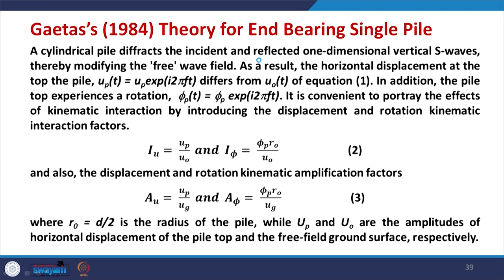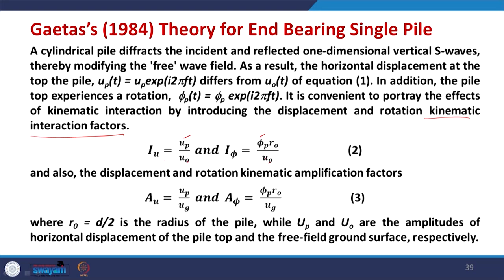This translation and rotation have the amplitudes U_p and phi_p, and both amplitudes are presented in dimensionless factors, which are called interaction factors. So, these are called kinematic interaction factors. Equation 2 gives you two kinematic interaction factors, one for displacement and another for rotation. While getting the kinematic interaction factors, the kinematic response has been divided by the free field response U_0. So, U_0 is the free field response.